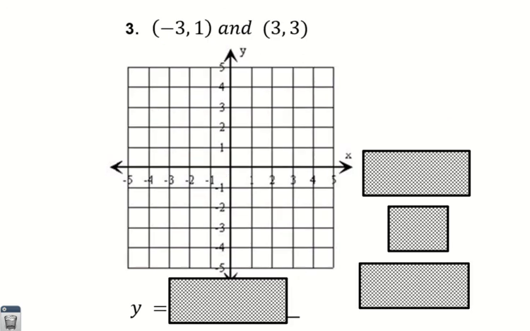Next. So here they're just not giving me my slope for free. That's all right. Let's just plot both of these points, -3 comma 1, and then 3 comma 3. And let's connect those dots very carefully.